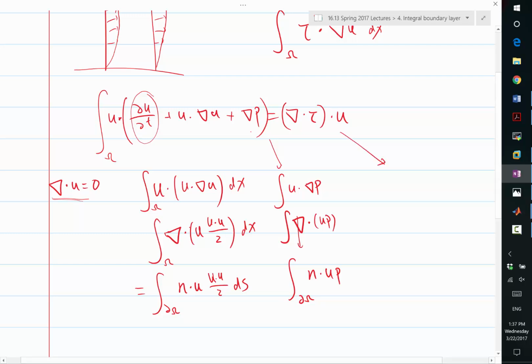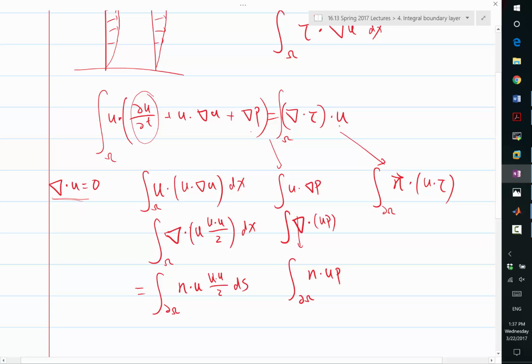Now the last term is the only term that cannot be converted entirely into a surface integral. It has to be split into two terms, right? So one term you have to integrate by parts. So if you integrate that over the volume, integration by parts is going to give you two things. The first thing is a surface integral of what? Surface normal dot with u dot tau.